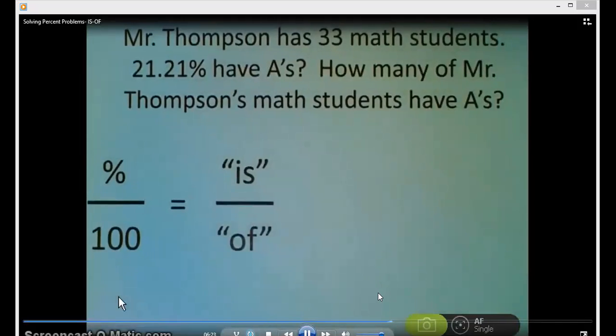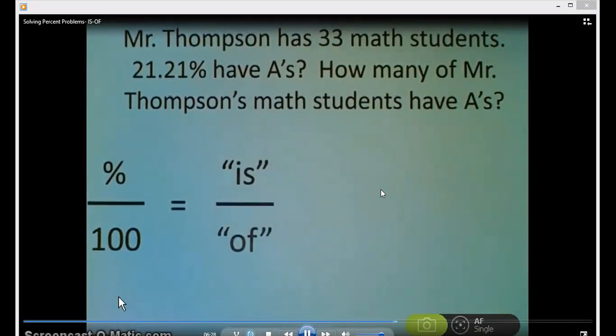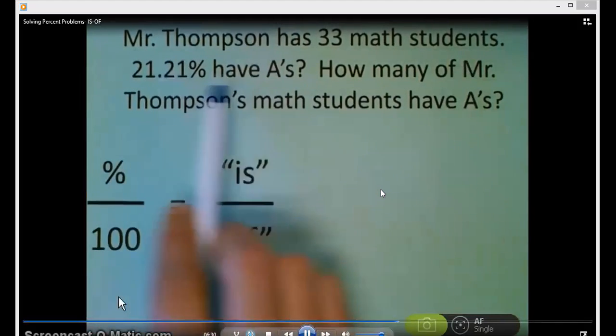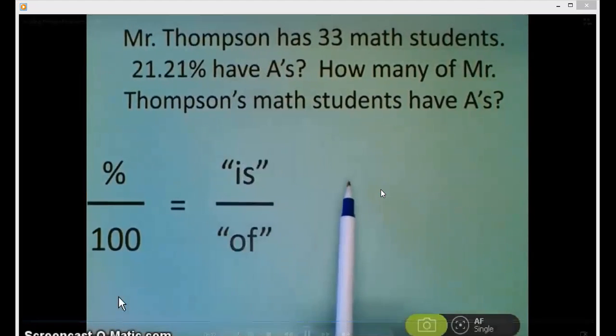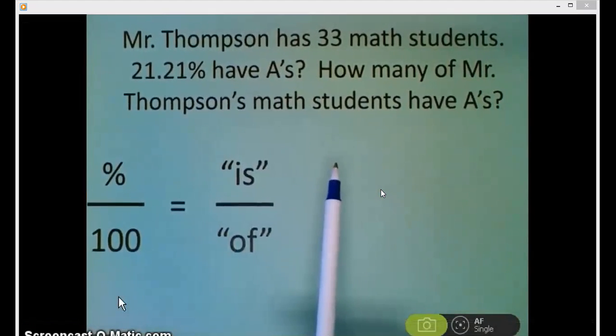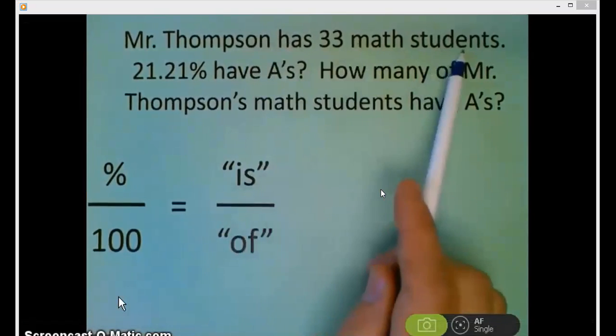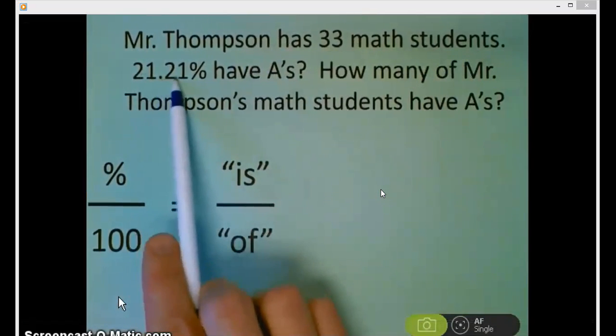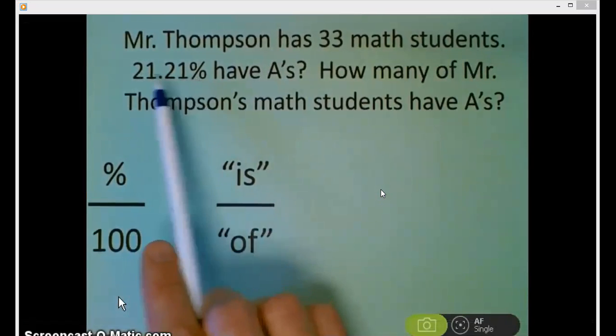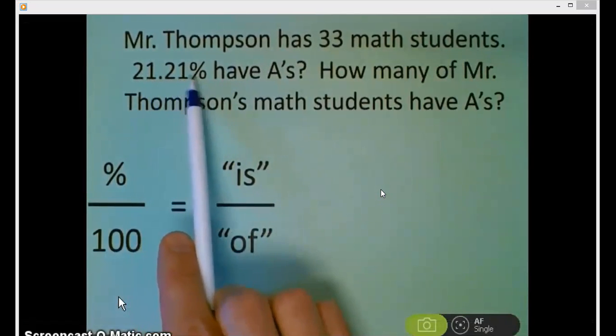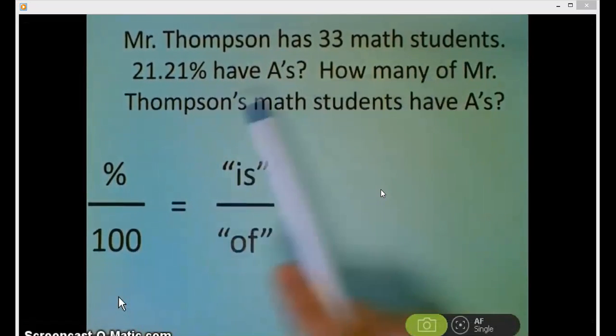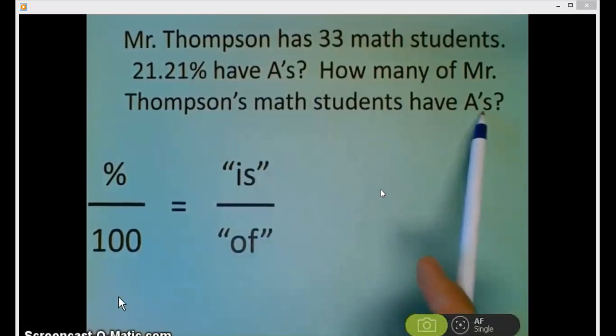Okay, on to the word problems. This is what we need to be able to solve. So let's move to the word problem. Okay, please concentrate. We understand is over of, I hope. You don't have to write down this full problem, but I want you to try this problem on your own. Mr. Thompson has 33 math students. 21.21%, so 21 and 21 hundredths of a percent, have A's. How many of Mr. Thompson's math students have A's?